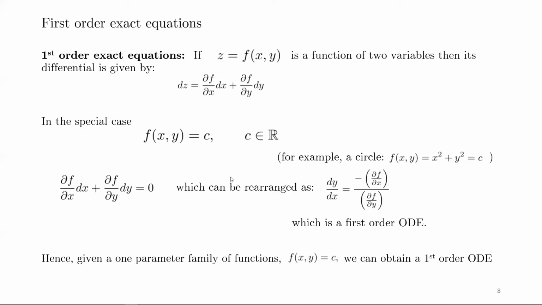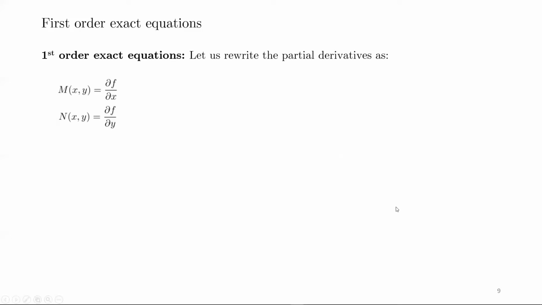It's kind of messy always writing these partial derivatives, so I'm going to give each of these a name. Instead of writing the partial derivative of f with respect to x and the partial derivative of f with respect to y, I'm going to call the first one M and the second one N. So I can write my differential equation like so: dy by dx equals negative M over N.